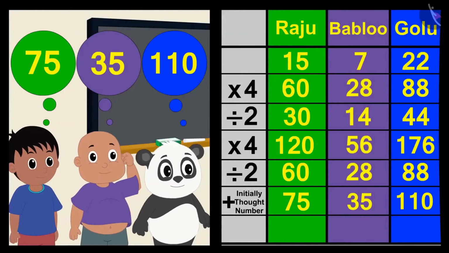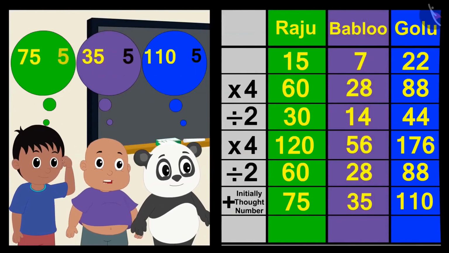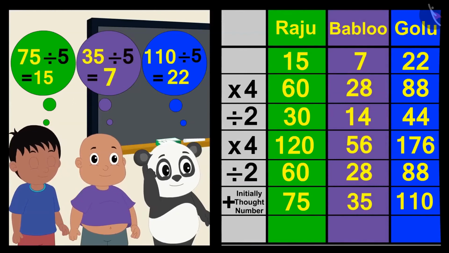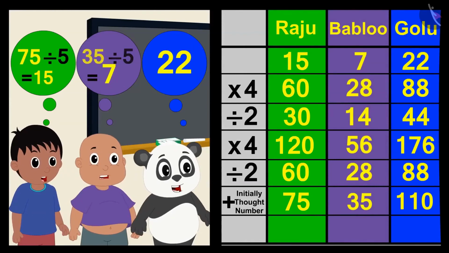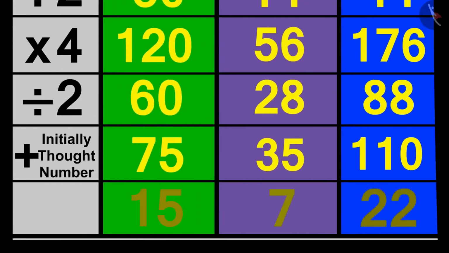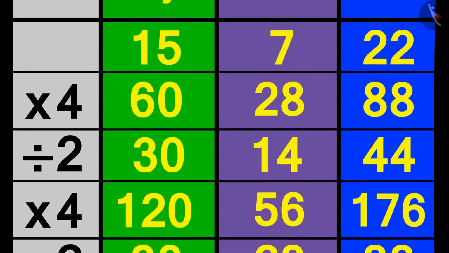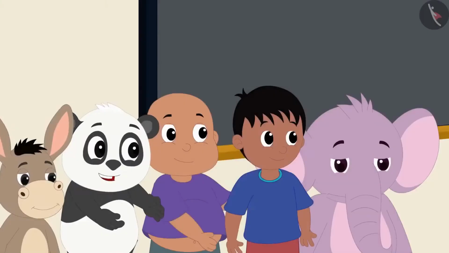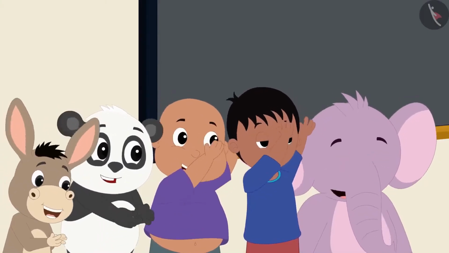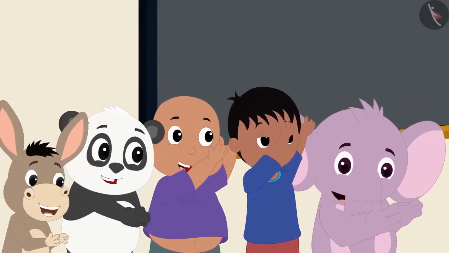The three friends divided their answer by 5 and could not believe their eyes. Sher Khan's magic is really amazing. They finally found the number they had initially thought about. All the children started cheering and clapping loudly.